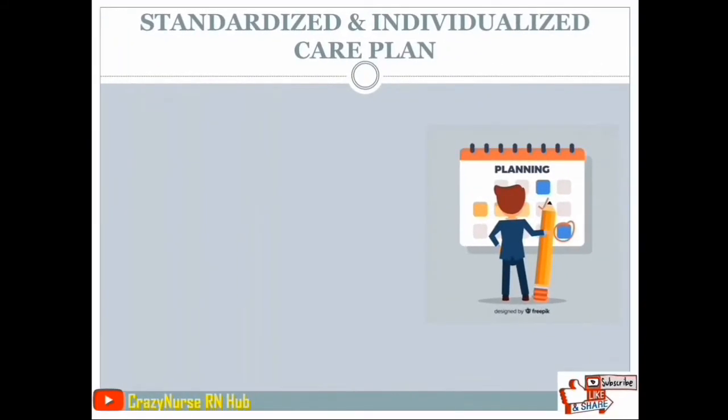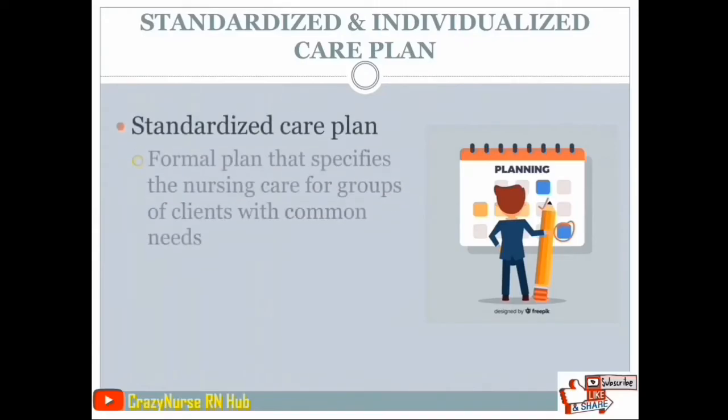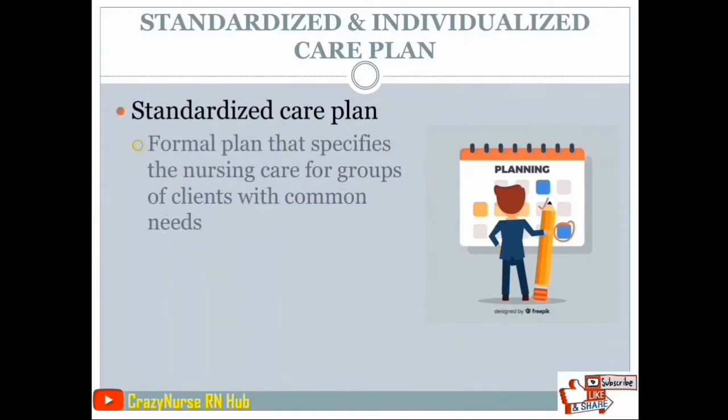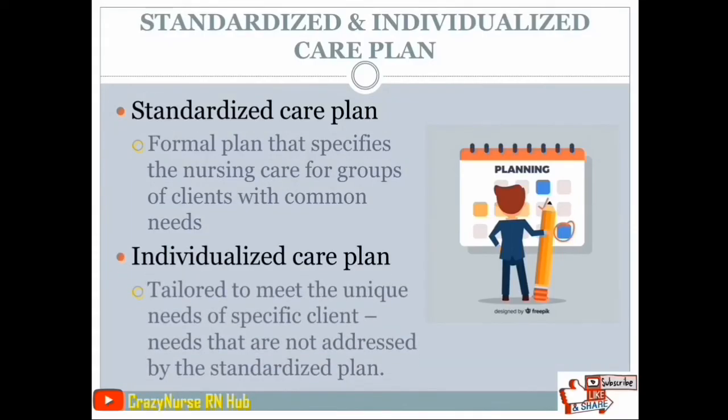Your formal care plan is divided into standardized and individualized care plan. A standardized care plan is a formal plan that specifies the nursing care for groups of clients with common needs. All clients with myocardial infarction, for example. On the other hand, an individualized care plan is tailored to meet the unique needs of a specific client, needs that are not addressed by the standardized care plan.